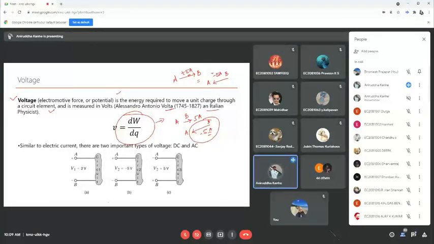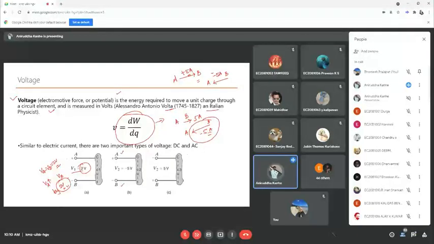In a similar way, for the voltage also you can show that voltage V1 is 2 volts. That means the potential difference between A and B is 2 volts. So VA minus VB is 2 volts. What it means is VA is higher than VB by 2 volts. So it is always a potential difference between two terminals.